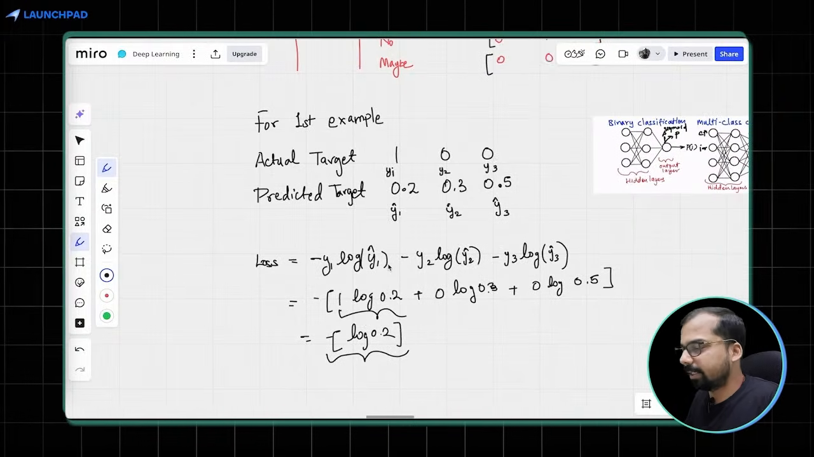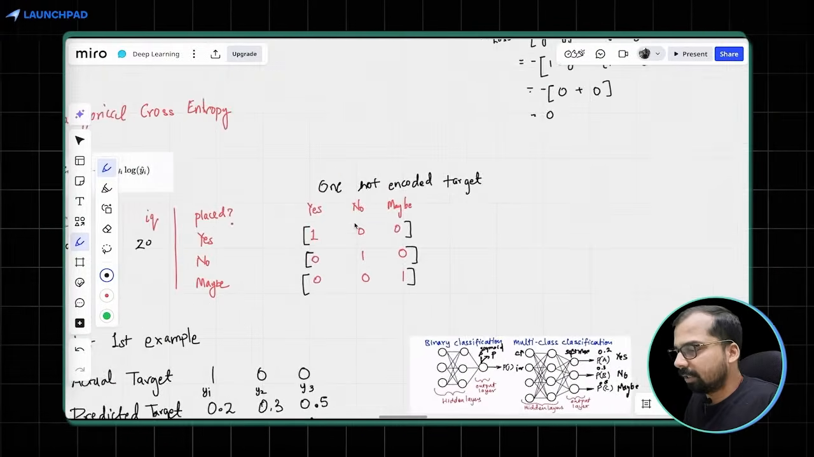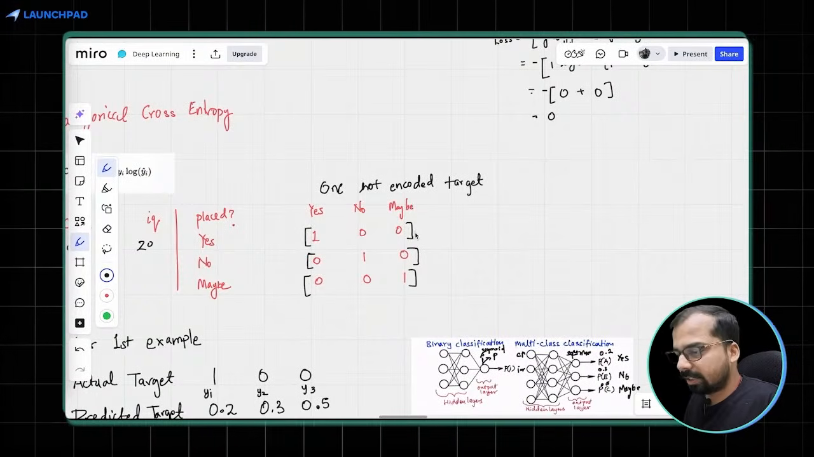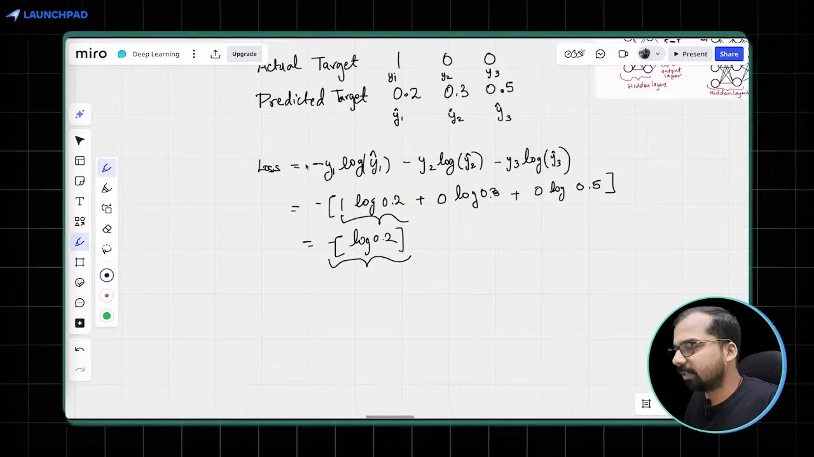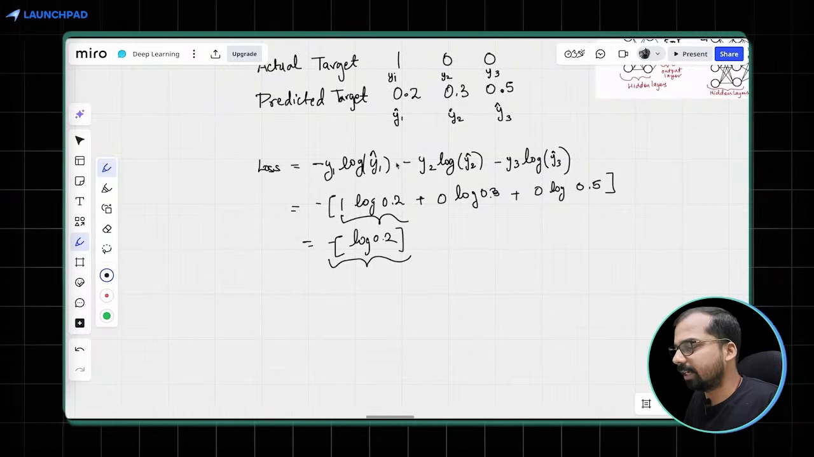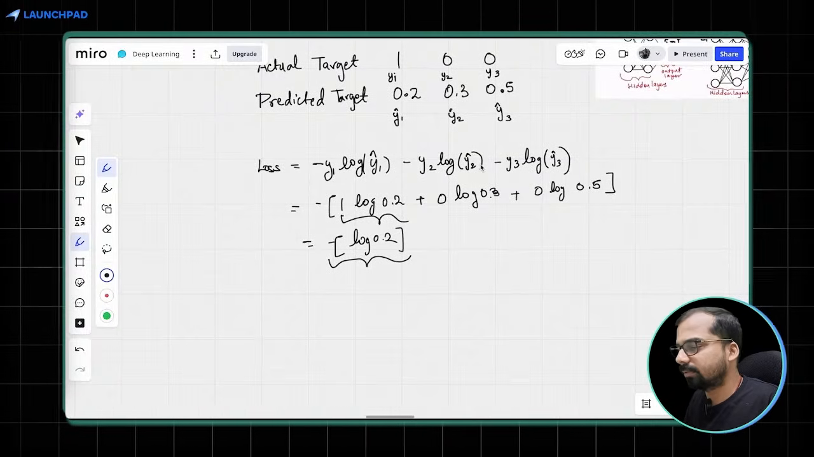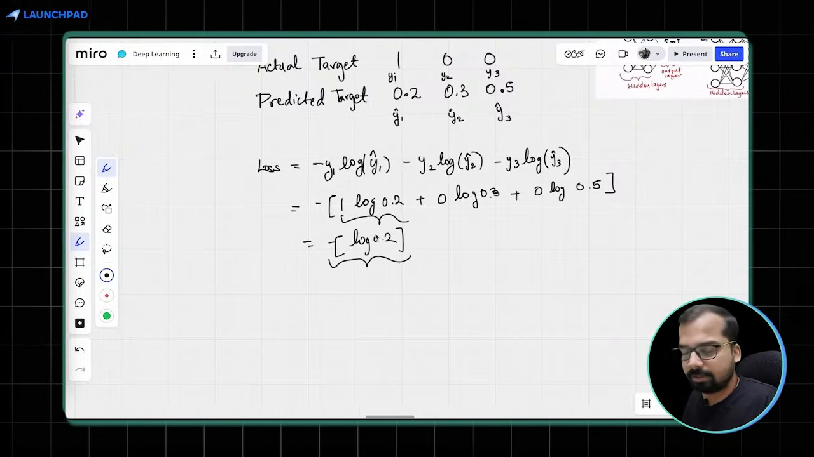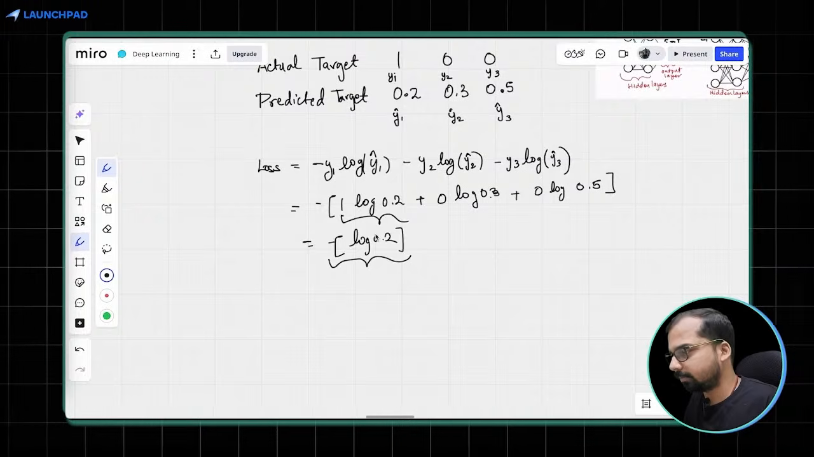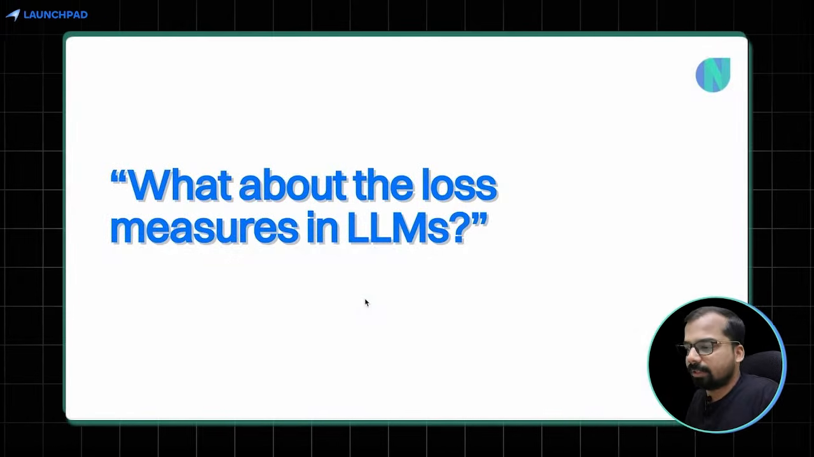Let me repeat it once more. We convert the targets into one-hot encoded form, and then for each class we apply the formula. Here we had 3 classes, so we'll have 3 y log y terms, and we'll get a final prediction. So this is for categorical.